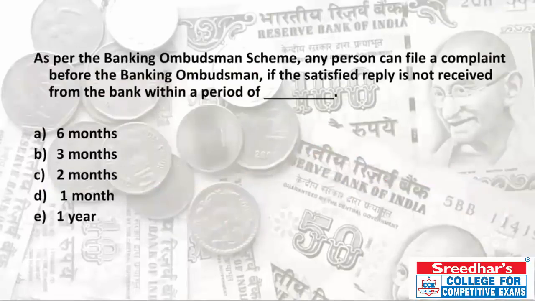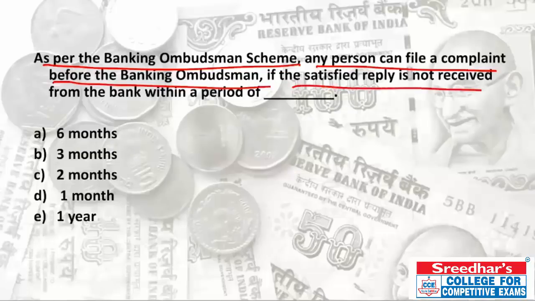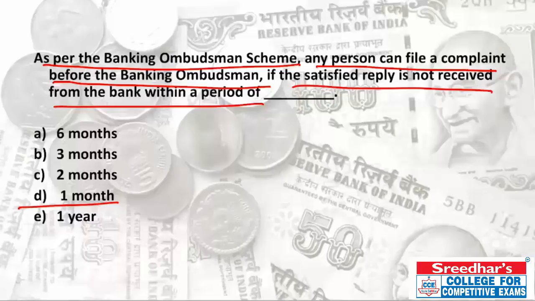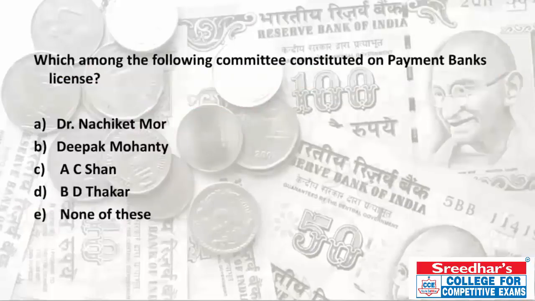As per the banking ombudsman scheme, any person can file a complaint before the banking ombudsman if a satisfactory reply is not received from the bank within a period of 1 month. So if a satisfactory reply is not received within 1 month, then we can approach the banking ombudsman. Which among the following committees was constituted on payments bank license?